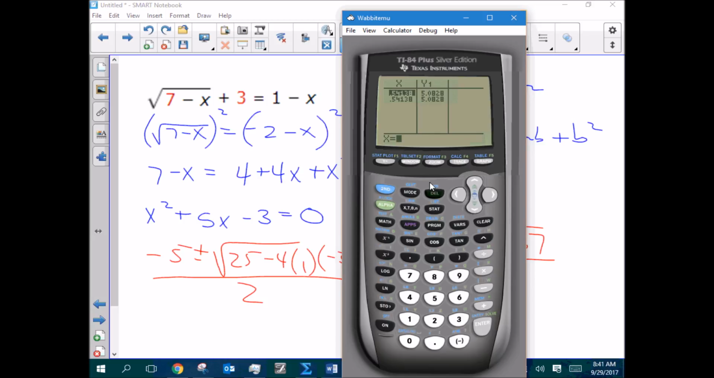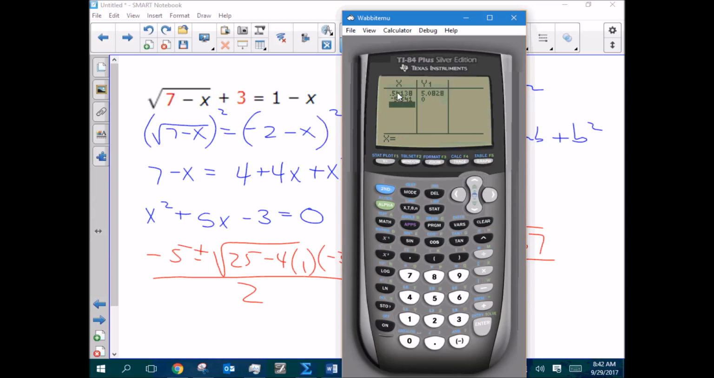And I'm going to type in those two things again. So I'll have negative 5 plus radical 37, divide that by 2. And you see there you don't get 0, right? Okay. But if I try negative 5 minus radical 37 divided by 2, I do get my 0.